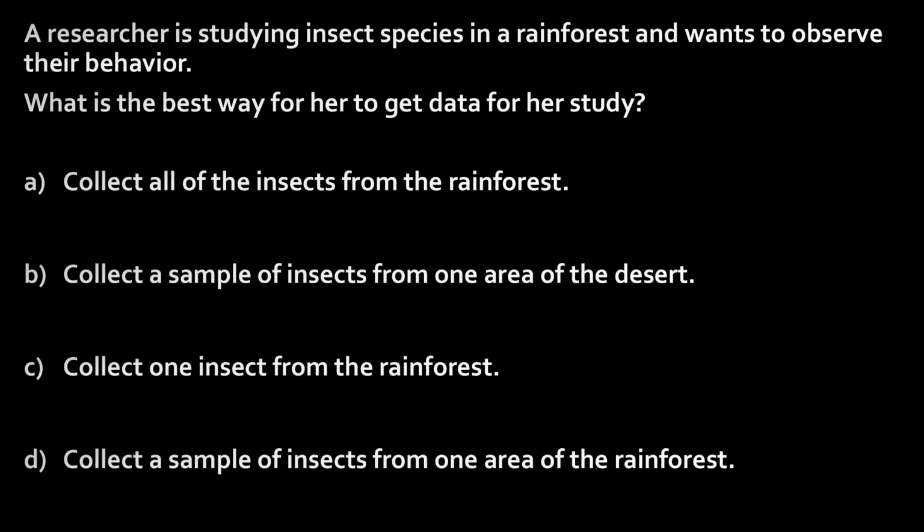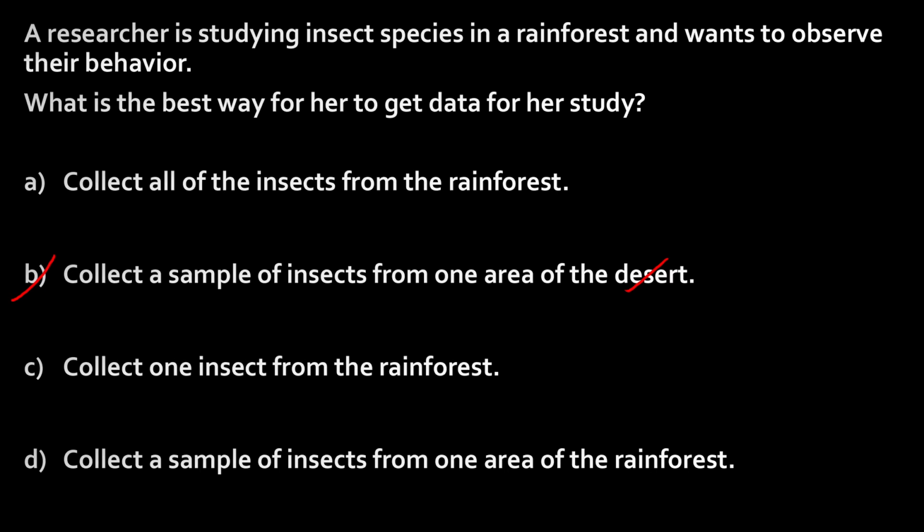Our next question says that a researcher is studying insect species in a rainforest and wants to observe their behavior. What is the best way for her to get data for her study? She wants to study insects in the rainforest. A says collect all of the insects from the rainforest. B says collect a sample of insects from one area of the desert. Well, that doesn't make sense right away because we're not talking about a desert here. We're talking about a rainforest. C says collect one insect from the rainforest.